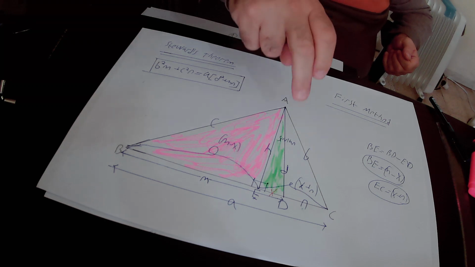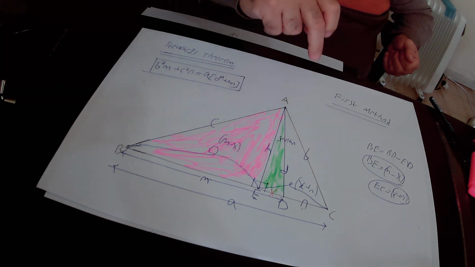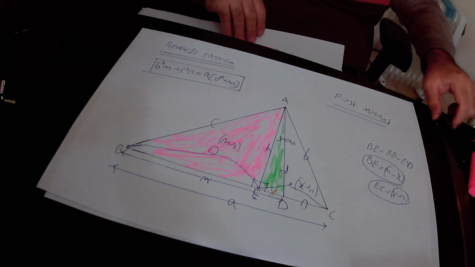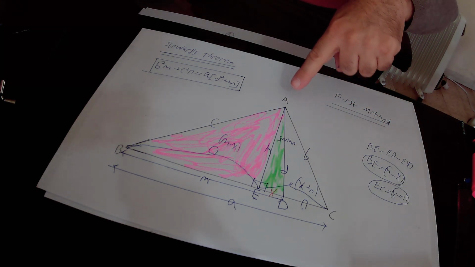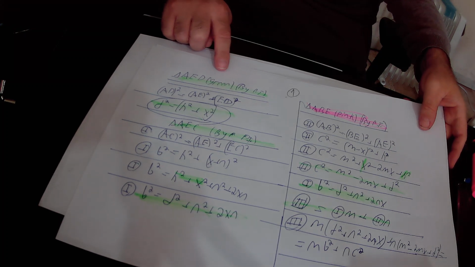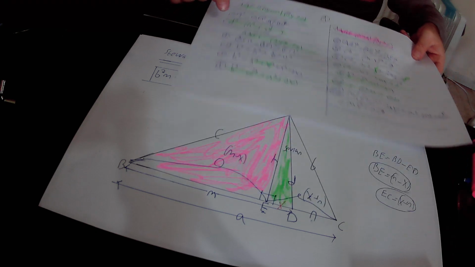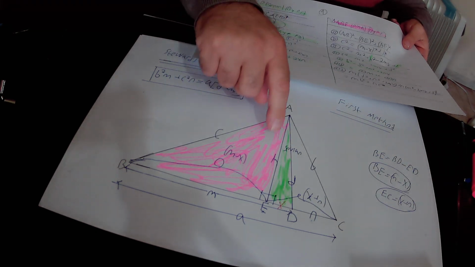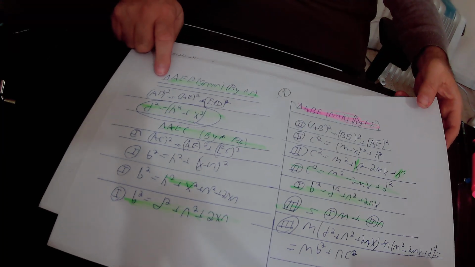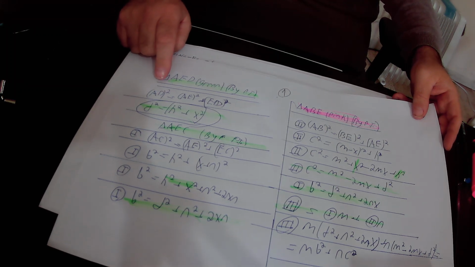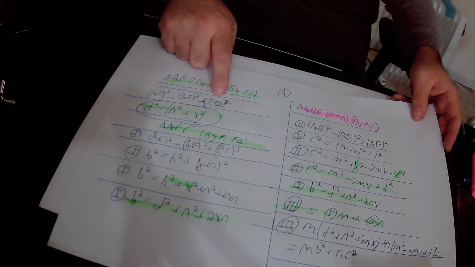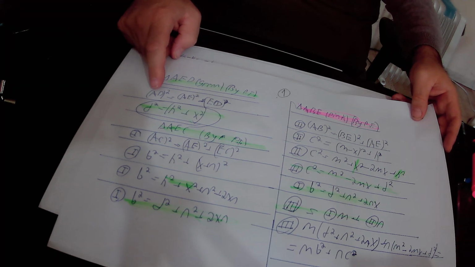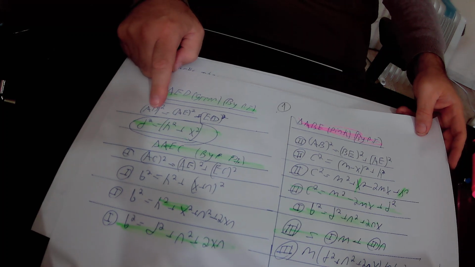Okay, so we implemented the Pythagoras theorem on the right triangle AED. According to the Pythagoras theorem, in any right triangle, the square of the hypotenuse equals the sum of the squares of the perpendicular sides. So in the right triangle AED, AD square equals AE square plus ED square. AD is D, AE is H, and ED is X. Therefore D square is D square, H square, and X square. So in conclusion, we found out that according to the Pythagoras theorem, D square equals H square plus X square.